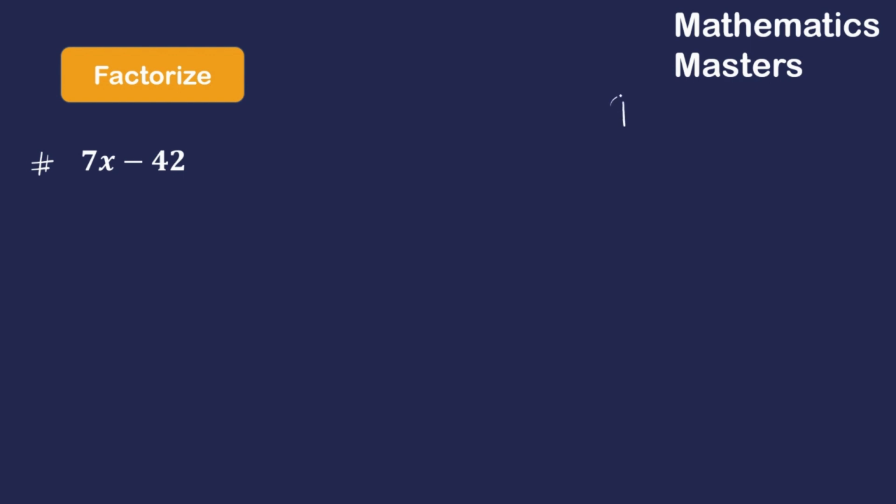Remember, the first rule, the most important rule of factorization, is to take common. Now let us try to understand how to take commons. In this algebraic expression, there are two terms, 7x and minus 42. We first need to find out, in the numbers only, the biggest number which can divide both of them, 7 and 42. The biggest number which can divide both 7 and 42 is the number 7.